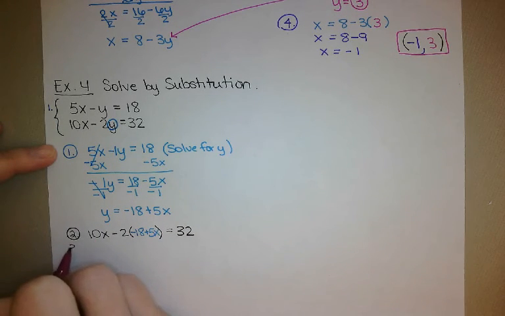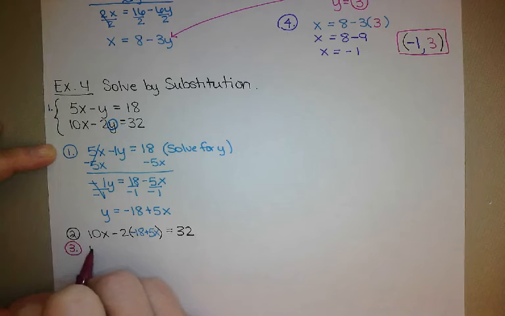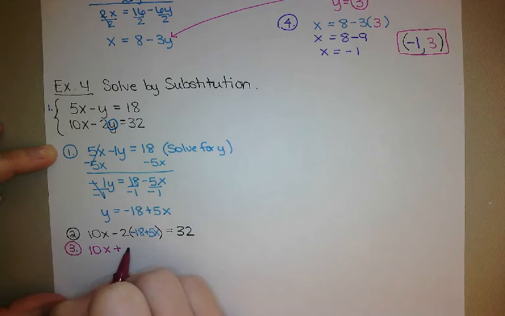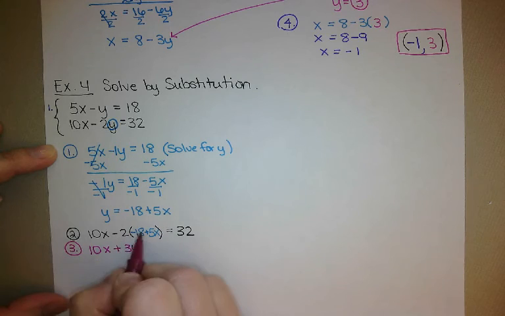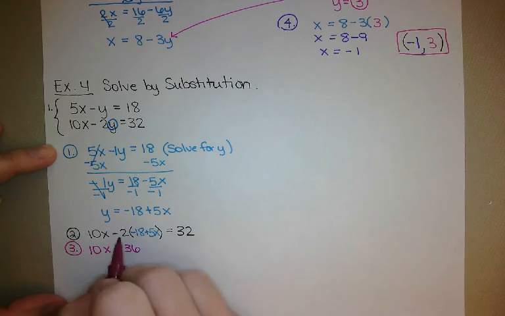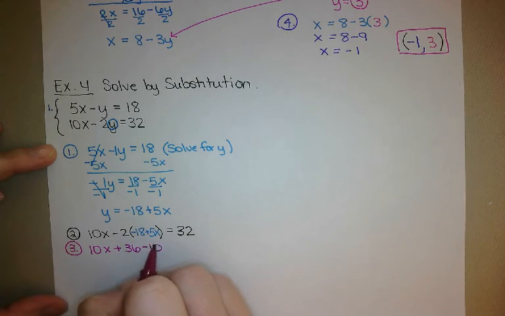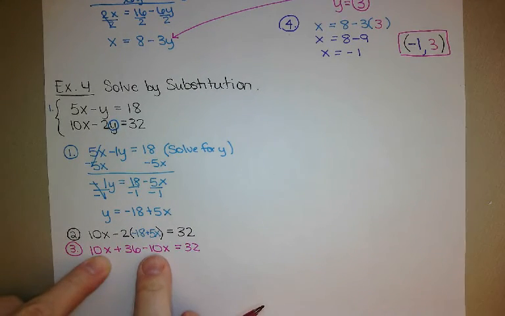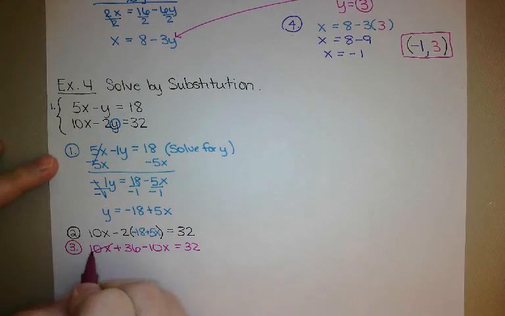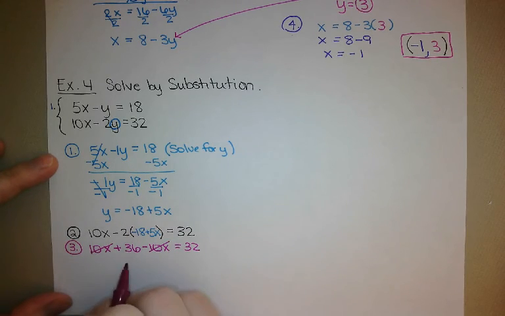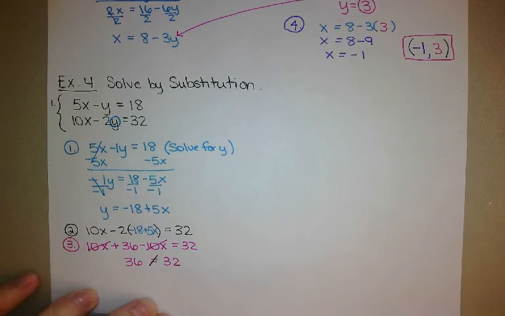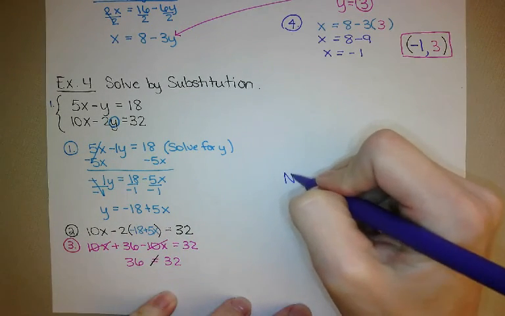Step 3 is start solving. So we're going to say 10x, negative times a negative is a positive, 2 times 18 is 36, negative 2 times 5x is negative 10x. I'm going to combine like terms. 10x minus 10x will cancel completely, so I don't need to write 0x. And we're left with the statement that 36 equals 32, which is a false statement. So that means that we have no solution.